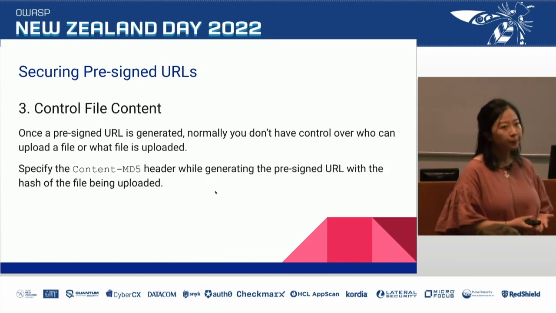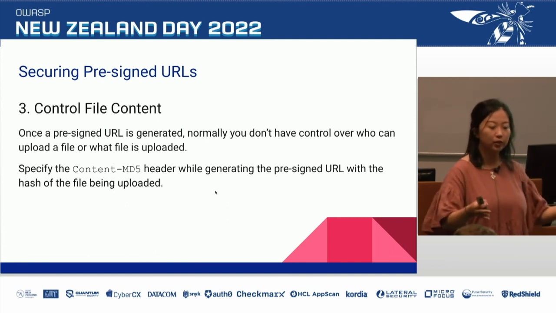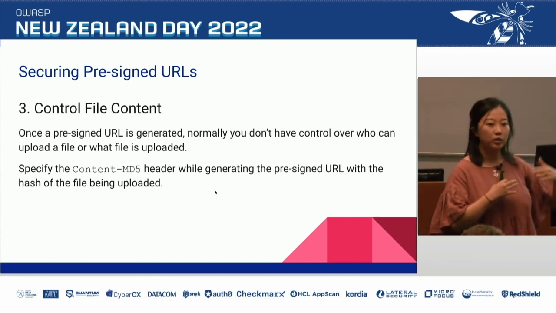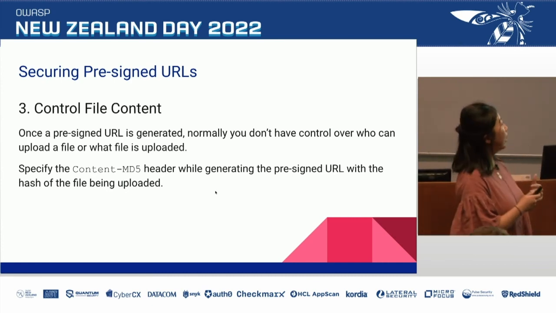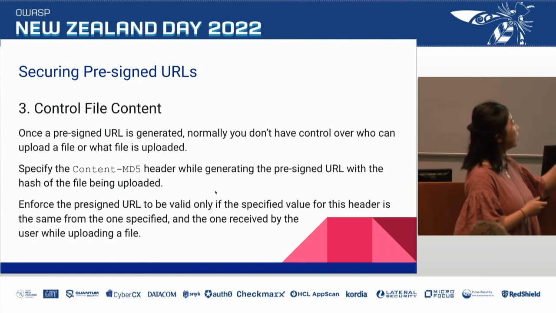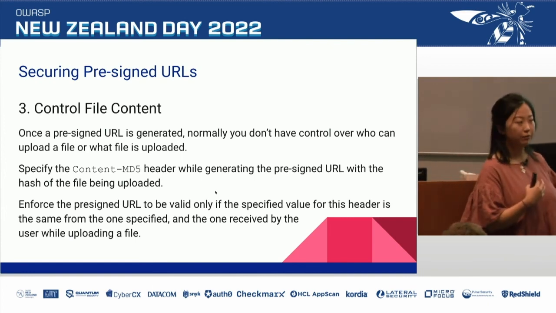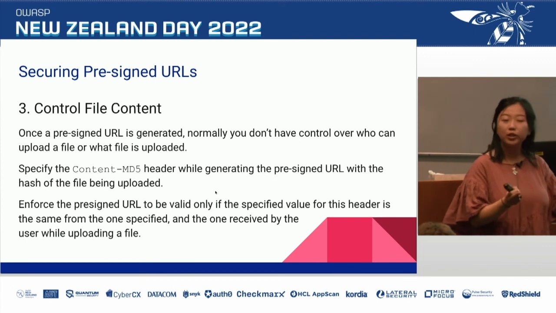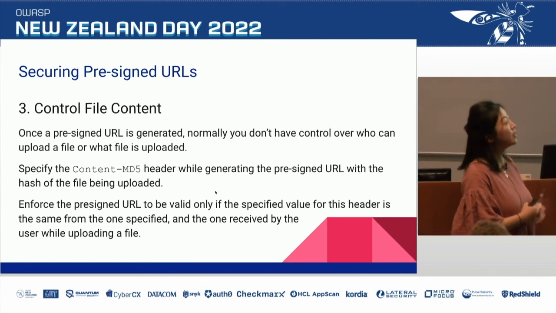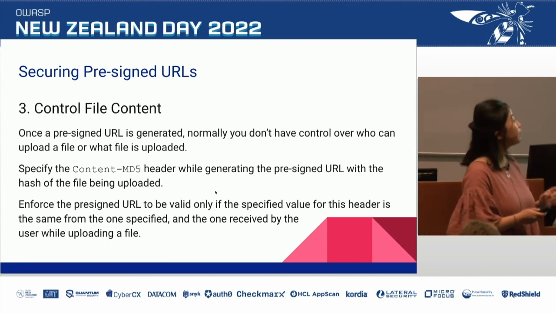So what you can do is take an MD5 hash of the file you want to upload, and add it as a header. And then you sign that all together with the presigned URL. So when the user is trying to use the URL to upload the file, the file hash has to match. Right? So if it doesn't match, then it's not going to be valid. So this is a great way of making sure that it's being used as intended.